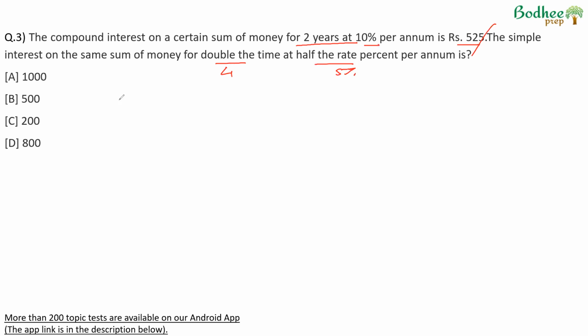Or what we can also do is, see, simple interest for 4 years at 5%, P into 4 into 5, will be the same as principal for 2 years at 10%. 4 5s are 20, 2 10s are 20. So instead of this, we can simply find simple interest for 2 years at 10%. Now, the compound interest is 525.